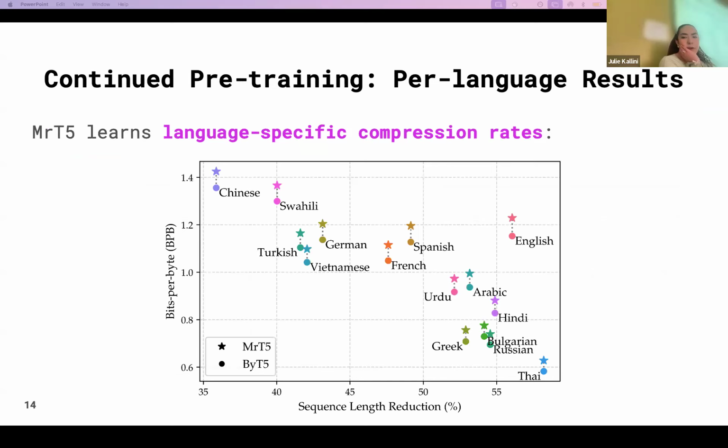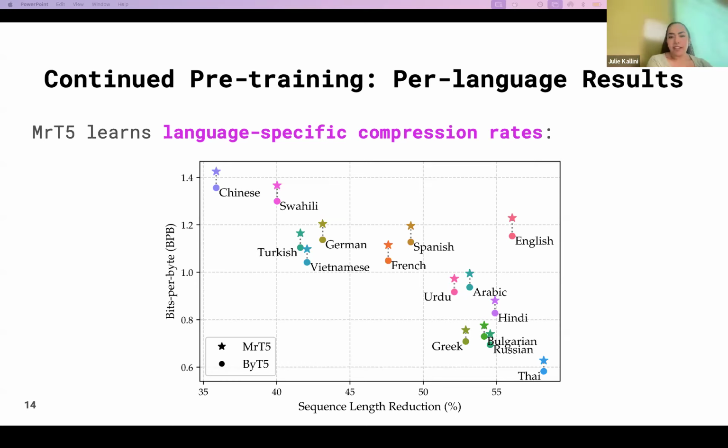Now I'm going to home in on one MrT5 model and see how this plot looks when tested on individual languages. So we had multilingual continued pre-training, but let's say for this model, we said we want 50% deletion on average without telling it any prior about how much it should delete for each language. And what we find is that MrT5 basically learns language-specific deletion rates implicitly.